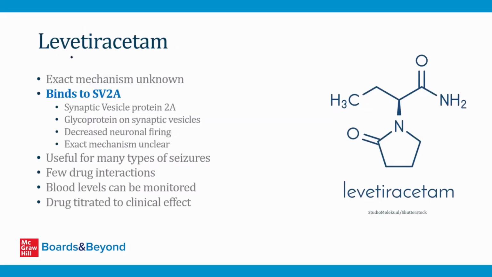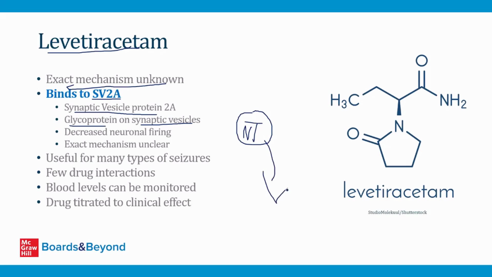Okay, moving on. Next, let's talk about levetiracetam, which is an anti-seizure medication whose exact mechanism is unknown. But what is known about this drug is that it binds to SV2A, which is synaptic vesicle protein 2A. This is a glycoprotein found on the surface of synaptic vesicles within neurons. So recall that inside of neurons, you have small membrane-bound structures called vesicles, and they contain neurotransmitters. When the neuron depolarizes, these vesicles dump their neurotransmitters into the synapse. And so somehow, by binding to SV2A, levetiracetam decreases neuronal firing, although exactly how this works is unclear.